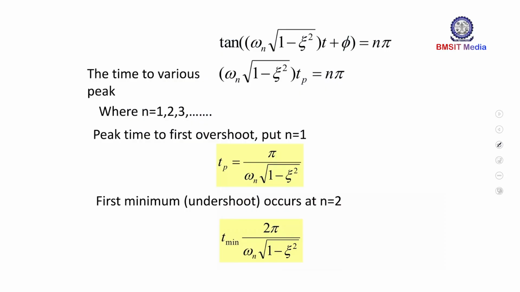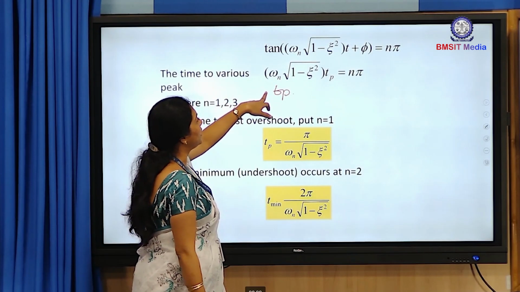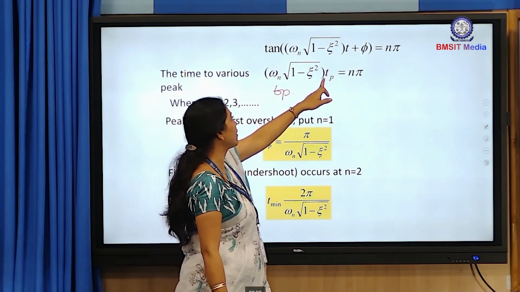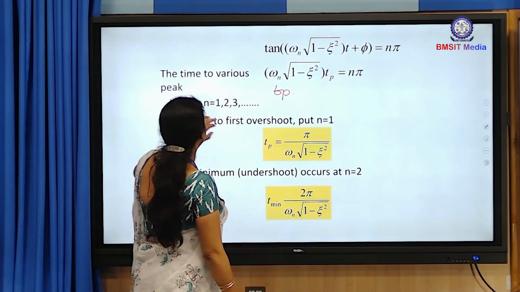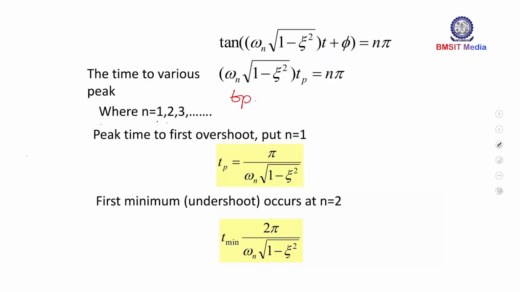Next, whatever the time is there, that particular time is what is called the peak time, which is nothing but equivalent to Tp. So put t equivalent to Tp. So omega n into root of 1 minus zeta square into Tp is equal to n pi. Now what is the value of n? First, second, third, like this. It can take any value.